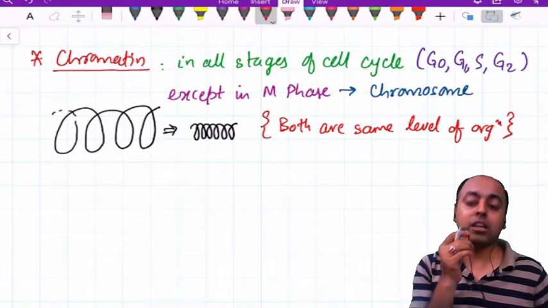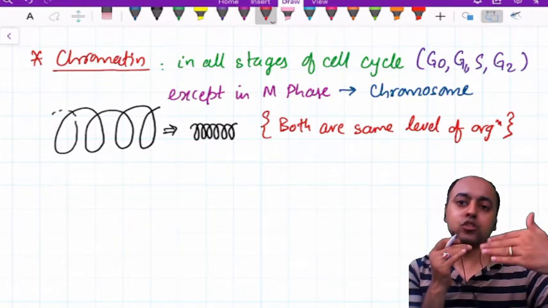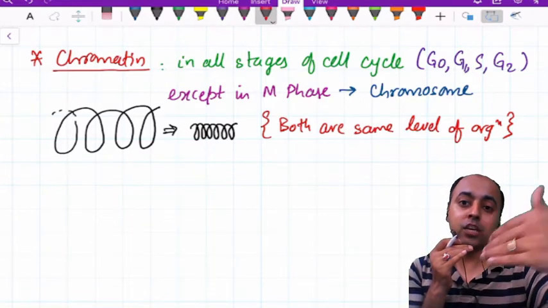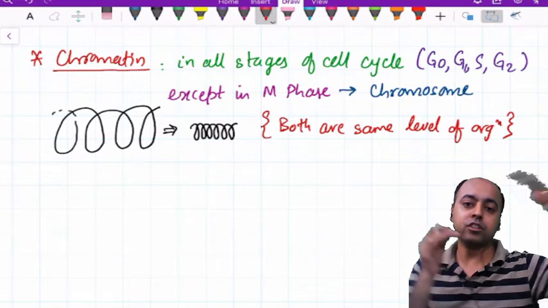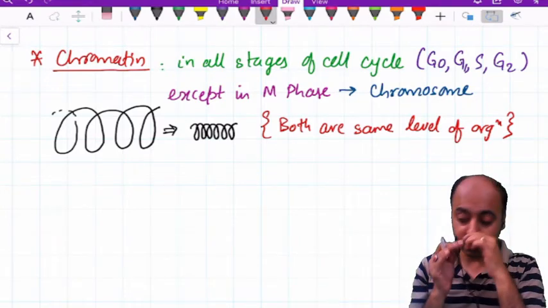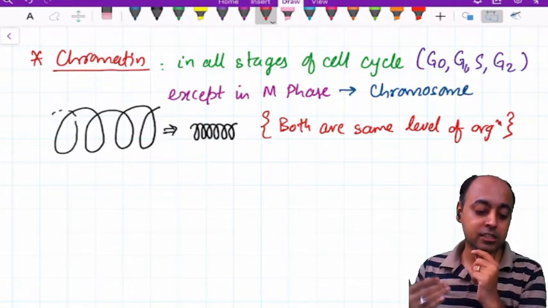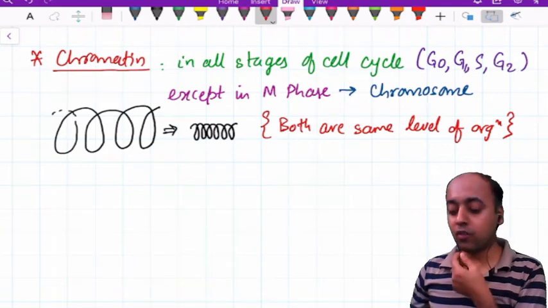You remember in the M phase the DNA has to be shifted from the equator to the poles. So if it is a loose structure, it will be difficult to transport. Therefore, it becomes the compact structure, but at the same level of organization.